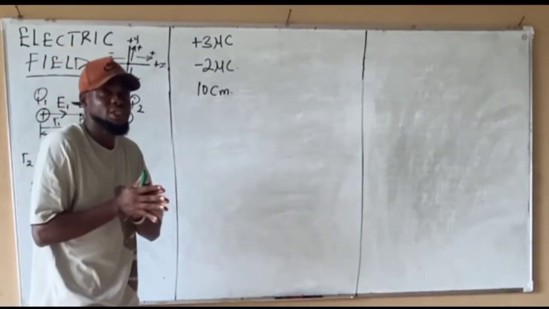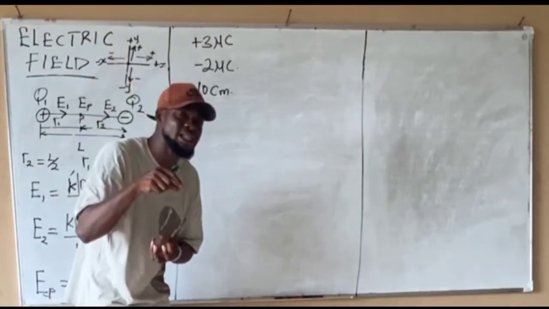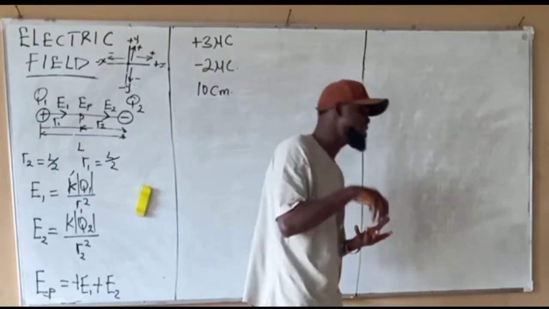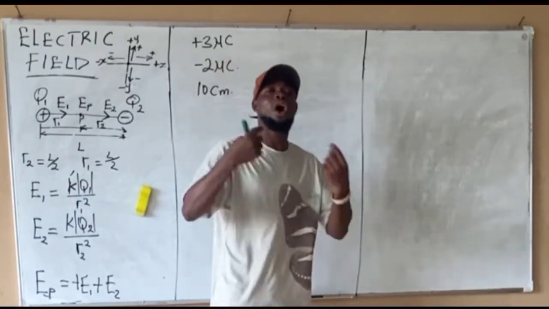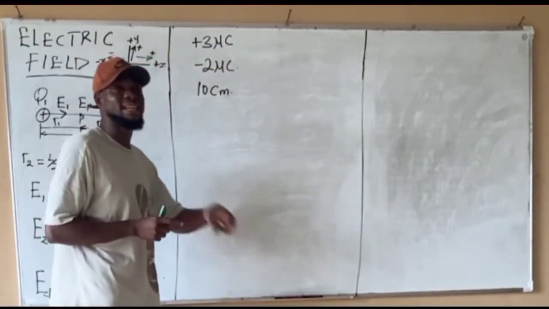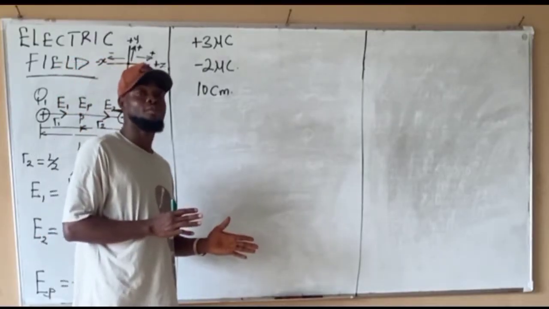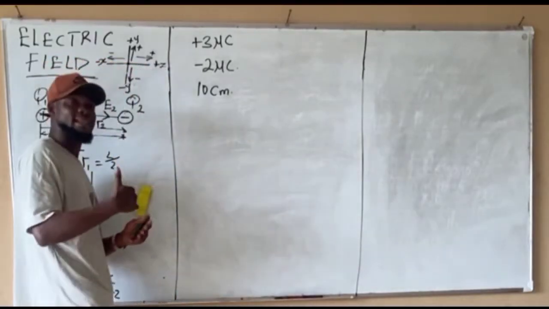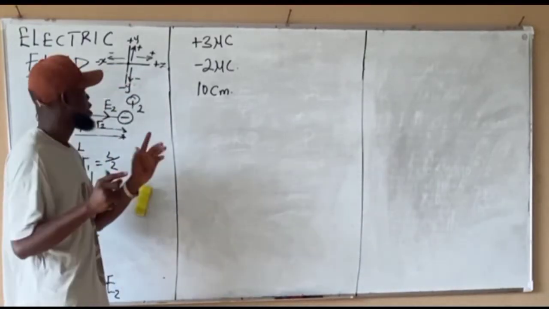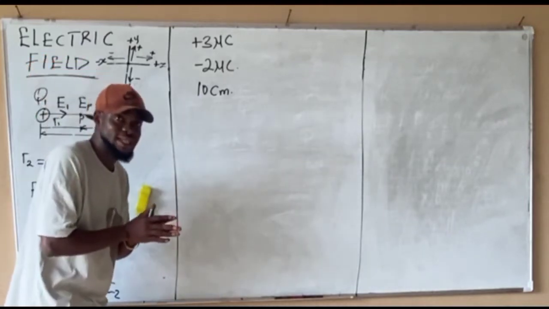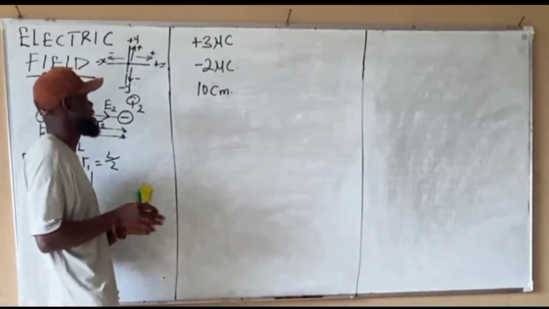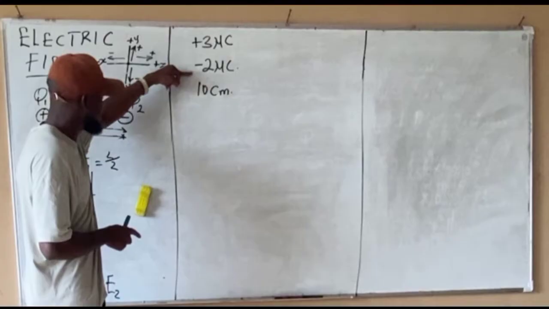Obtain the field strength at the midpoint between them, and also obtain the field strength at a distance of 4 cm from plus Q1 (3 microcoulomb) and 6 cm from minus Q2. I'm giving 2 questions now. I said you should obtain the field strength at where? At the middle of these two charges. That is the midpoint of these two charges. That is the first question.